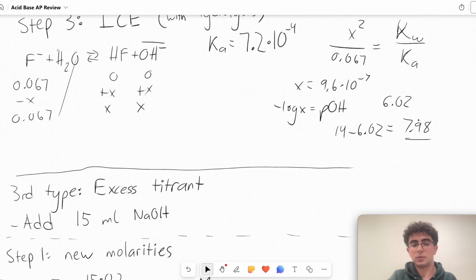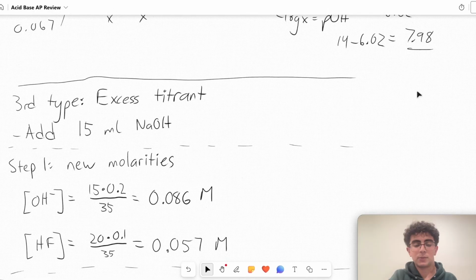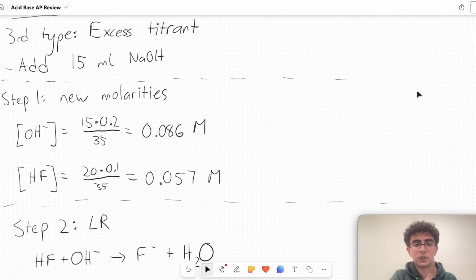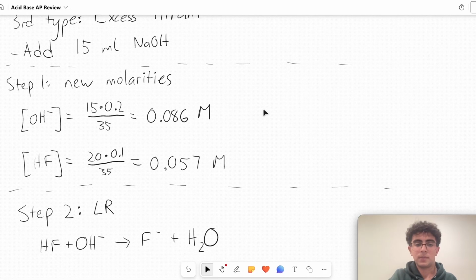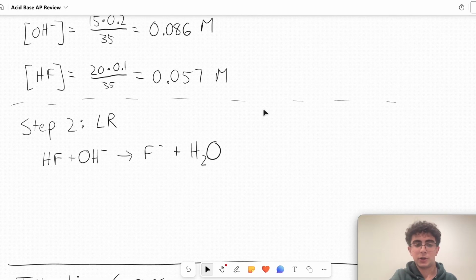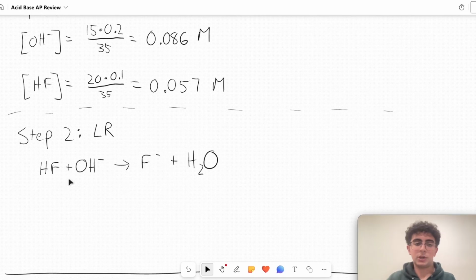It's a hydrolysis problem. Our third and last type of problem for a titration is if you have excess titrant. So again, first step, I did it here. You can pause and do it yourself if you want. But we first calculate our new molarities always. And now we get to our limiting reagent step. We have 0.057 and 0.086 for our initial molarities. We don't care about water. And now the HF actually runs out first.